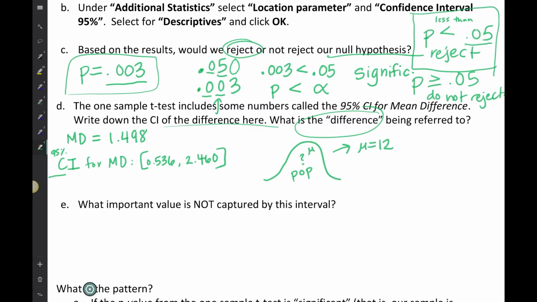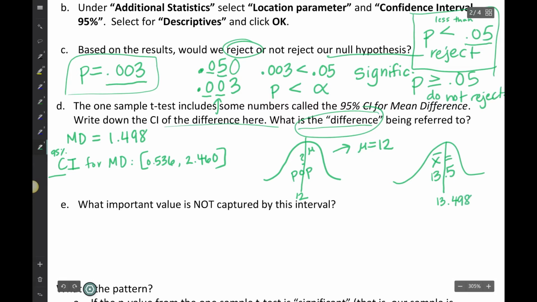Now, Melanie went and she collected her data set and she got the mean of her data set, her sample, was 13.5. So this difference that we're talking about is the difference between our hypothetical population, what we're trying to figure out, and our actual sample here. And we know that looking back at JASP, this is actually 13.498 if we're getting down into the details.